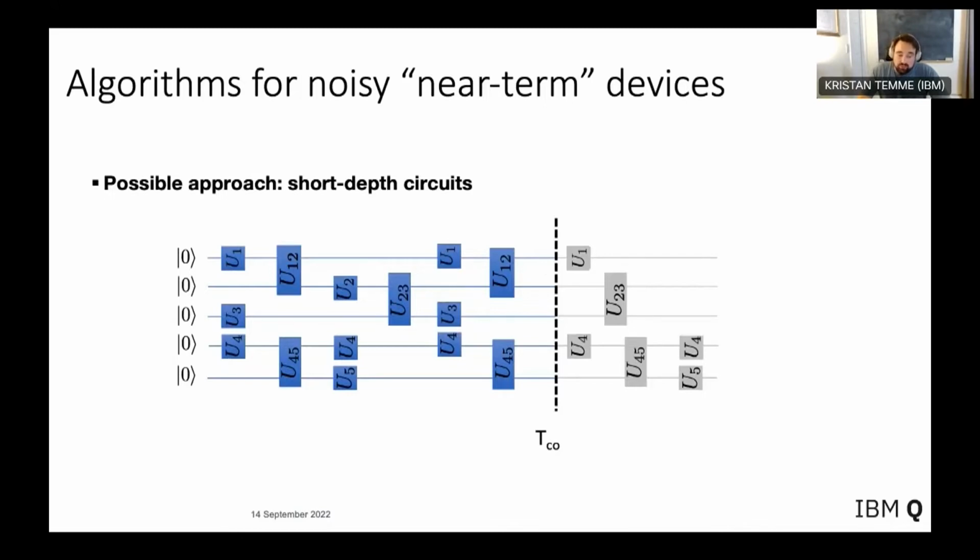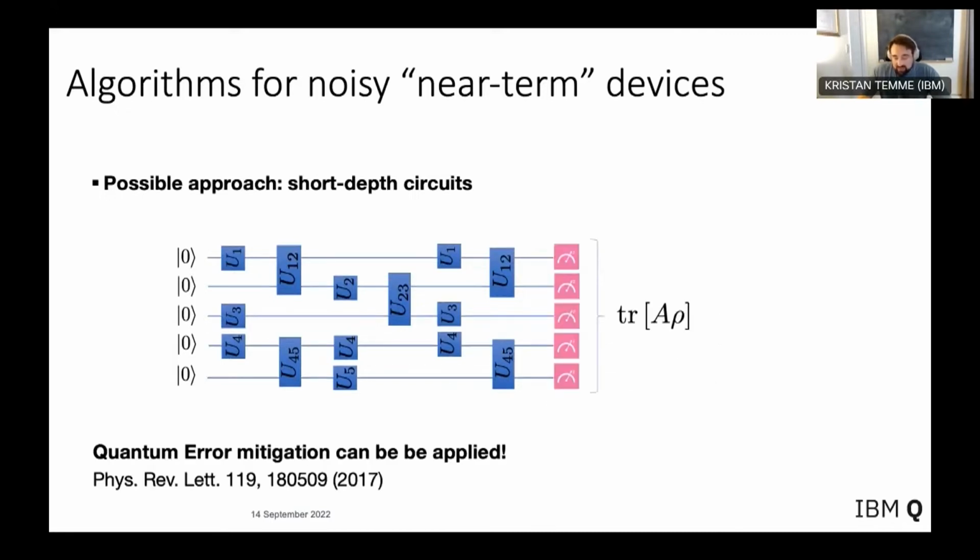So we will only look for algorithms or applications that may fall within that particular coherence window. The most natural candidate here is to look for short depth quantum circuits, where the depth is specifically defined by how coherent your device is. The very simple setup is that you want to run some particular unitary circuit, and at the end of the circuit, you'd like to measure an observable.